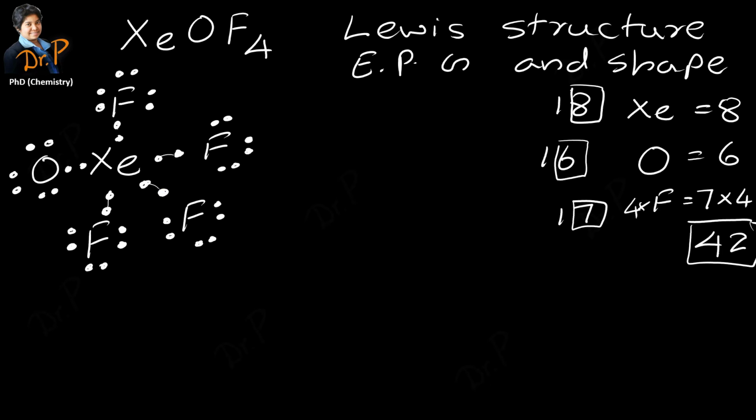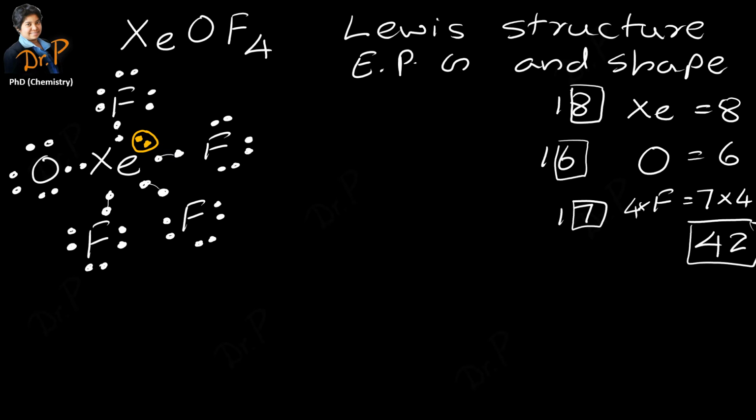So the remaining 2 electrons, since I've used 40 out of 42, I'm going to put on xenon. I'm just going to put it in a different color so that you will see it clearly. Now my 42 valence electrons are complete. Now I have to think if this is the best Lewis structure I can come up with.